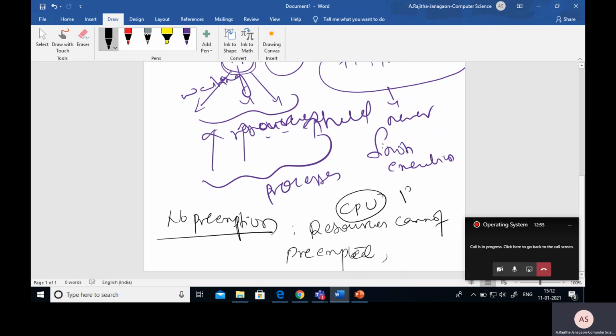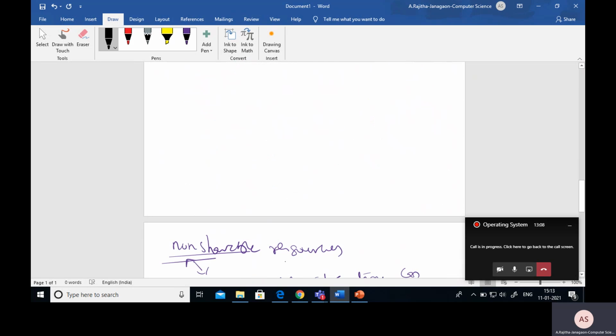So processes only voluntarily release those resources, then other processes use these resources.